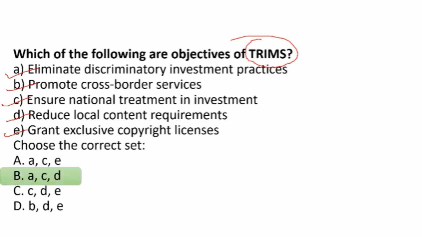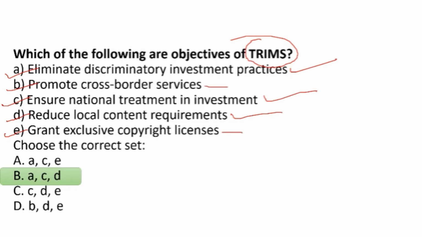All right, so the right answer is options A, C and D. That means eliminate discriminatory investment practices, then ensure national treatment in investment, and then D, reduce local content requirements. Correct. See, this one and this one.